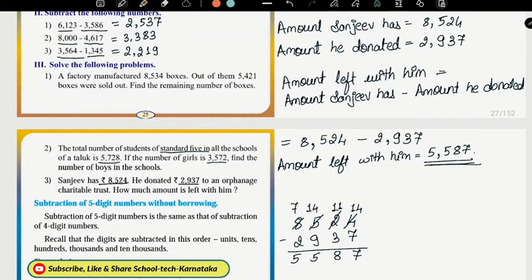So in our next video, we'll be starting to solve subtraction of 5-digit numbers, that is subtraction of 5-digit numbers without borrowing and with borrowing. We'll learn how to do it and then we'll solve some exercises related to it.